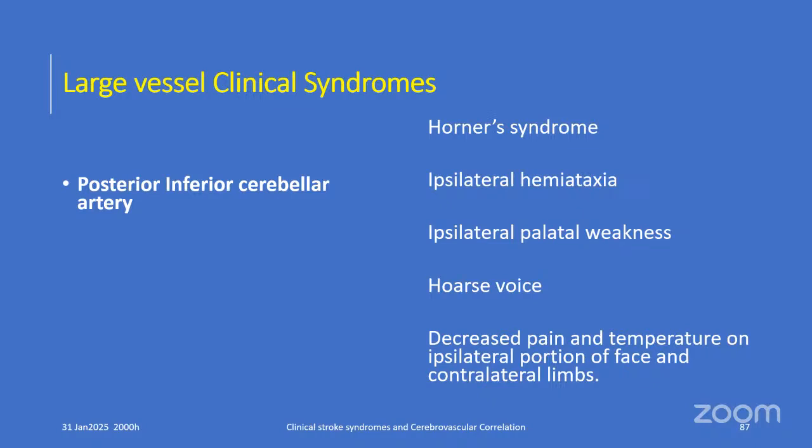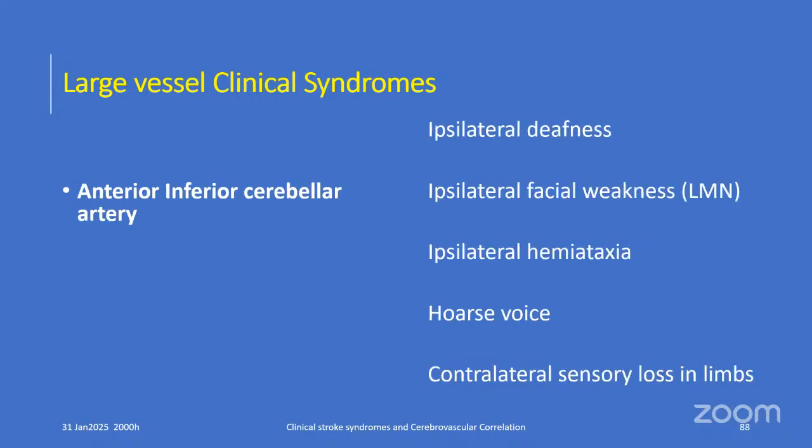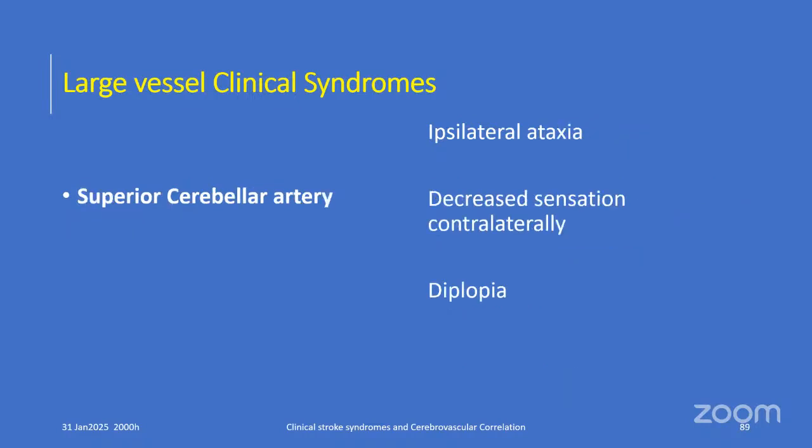But there is no weakness here. There is decreased pain and temperature sensation on the ipsilateral face and contralateral limbs. So this is the PICA syndrome, which is characteristic. The AICA syndrome has deafness, facial weakness, hemiataxia, hoarse voice, and contralateral sensory loss in the limbs. The superior cerebellar artery has ipsilateral ataxia. There is a sensation problem also contralaterally, and diplopia.